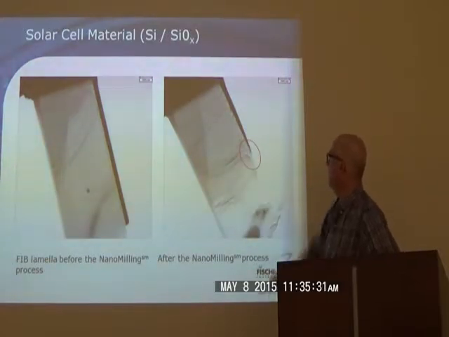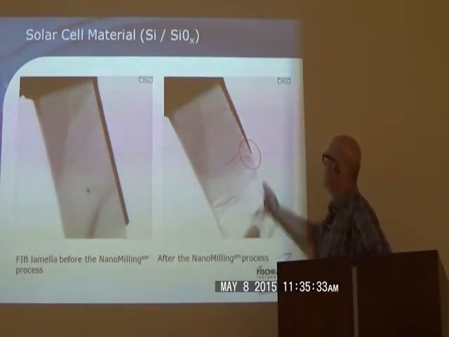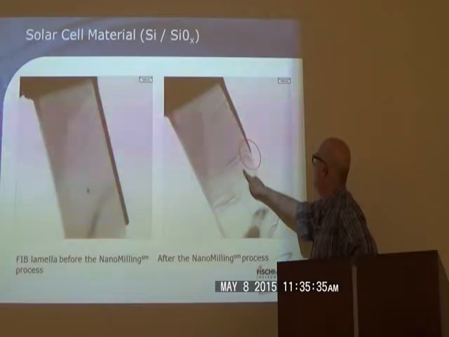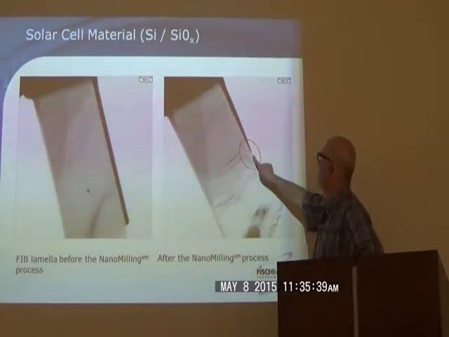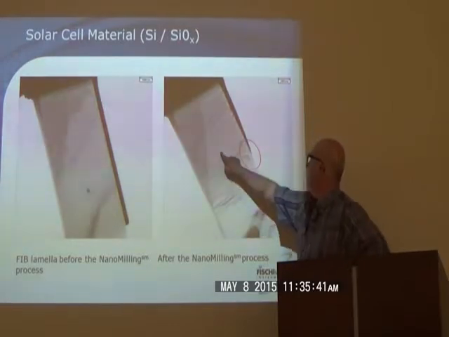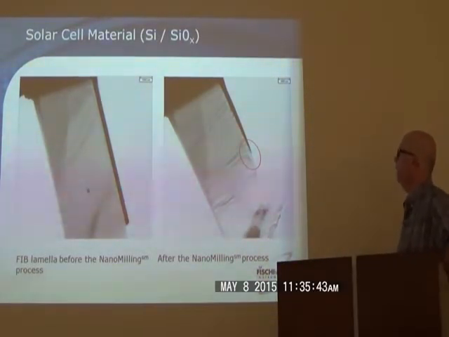You rotate in the nanomill. We cut off this corner. Here's your cross section. This actually is a little platinum cap that was put down in the FIB to protect the material during fibbing. These are the layers. That's the silicon. Next slide.